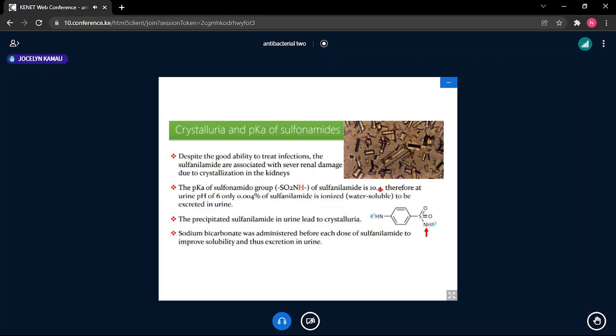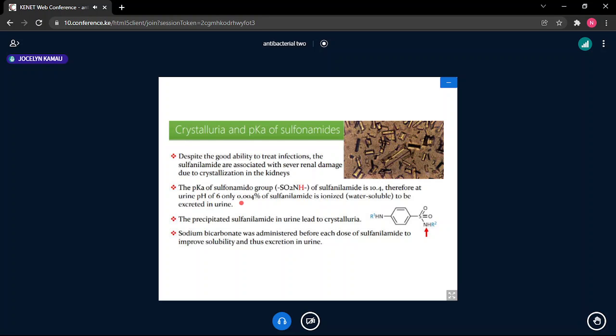So therefore, we are saying, because sulfanilamide is a very weak acid, when it gets into the urine at pH 6, it will be precipitated. And once it is precipitated, of course, we will get what we call crystalluria. The precipitated sulfanilamide in urine leads to crystalluria, and that is one of the major toxic side effects of the sulfonamides, and that is what you have to try and avoid when you give the sulfonamides. And you will see how we are able to alter this. There are several ways we can alter it.